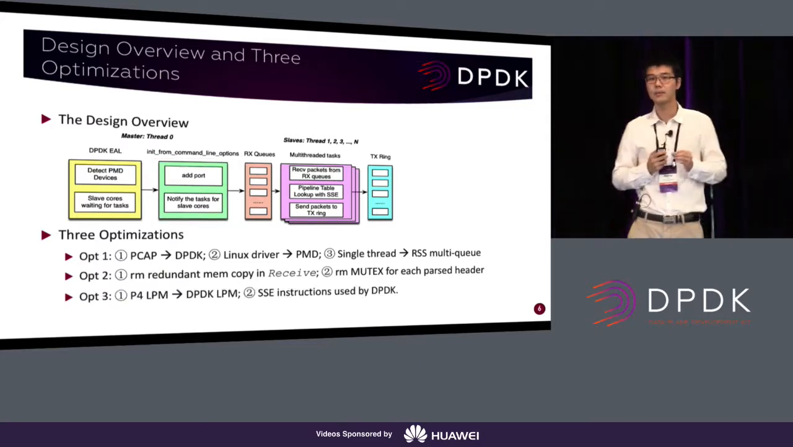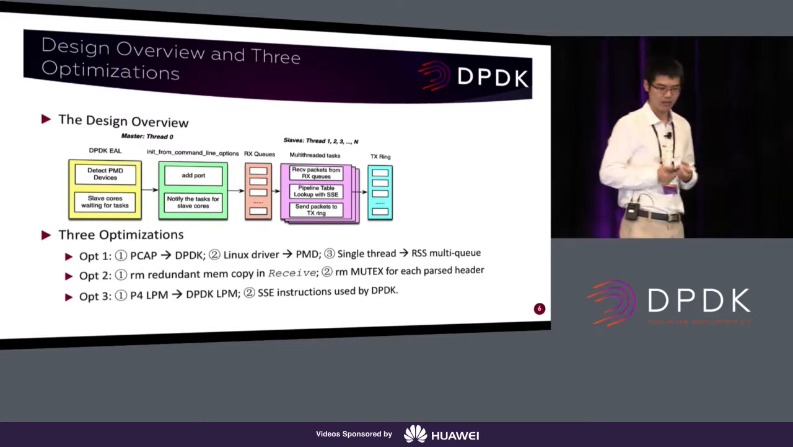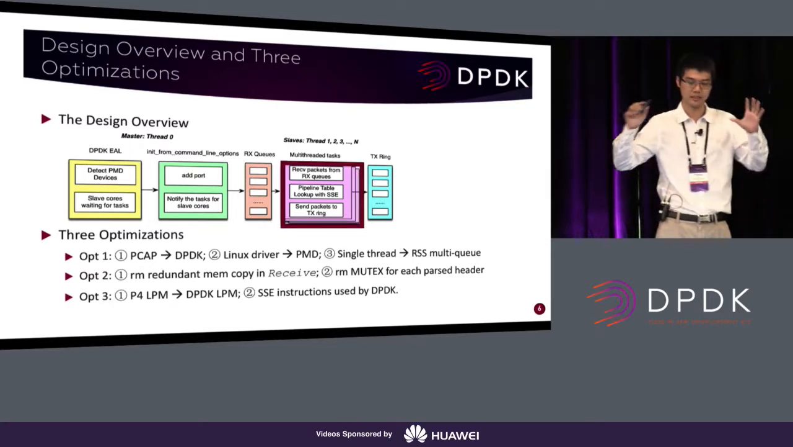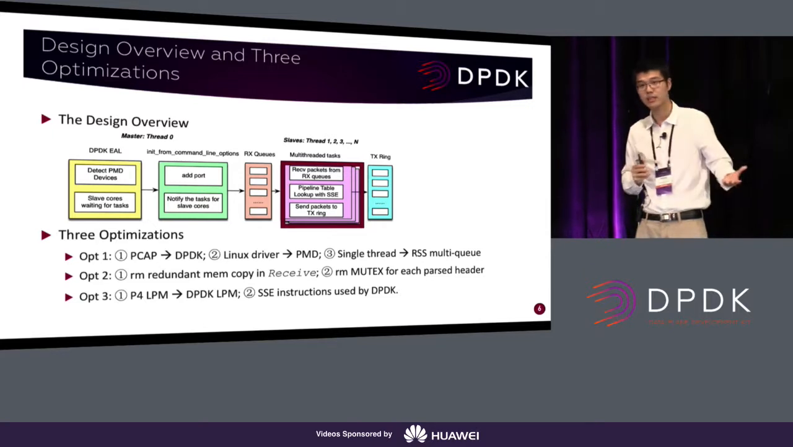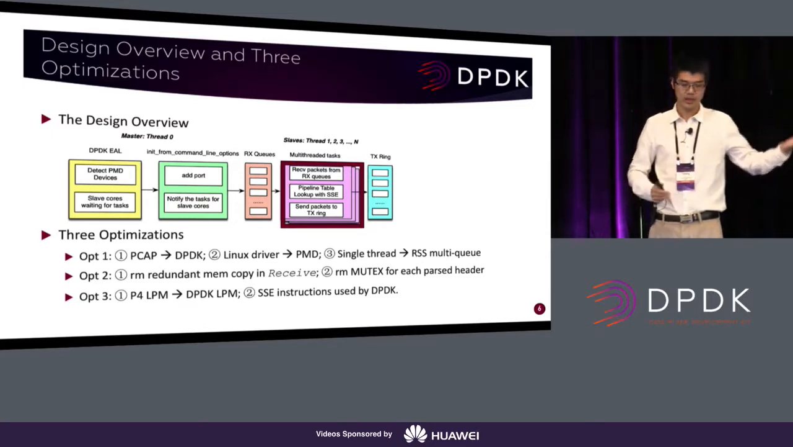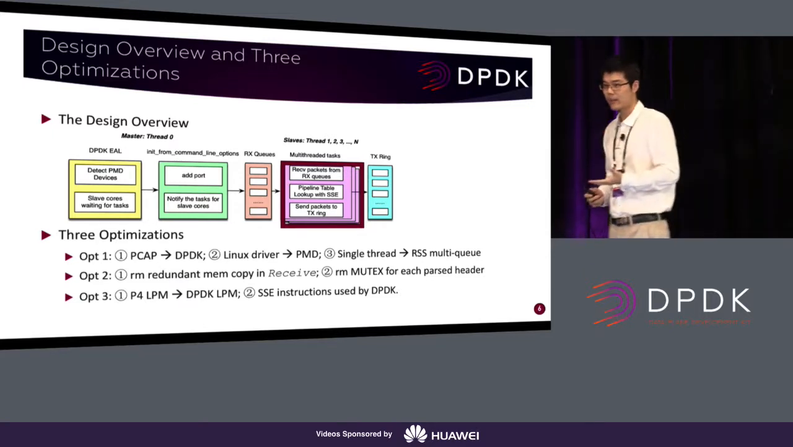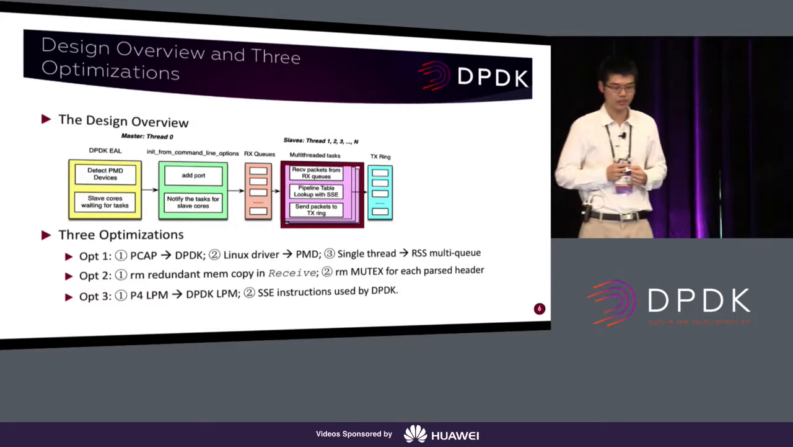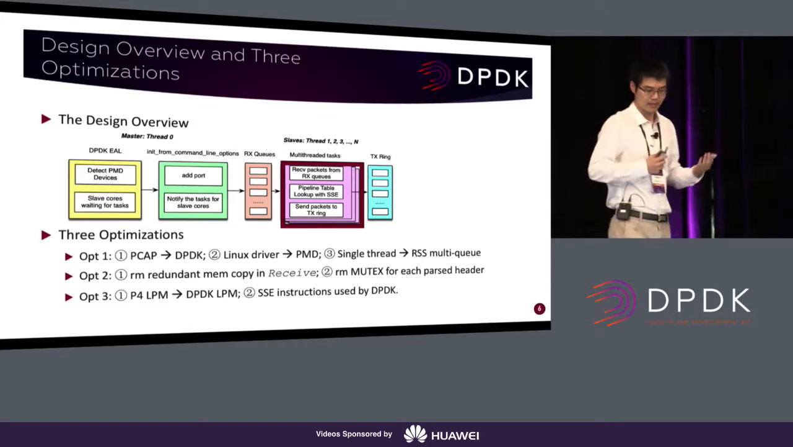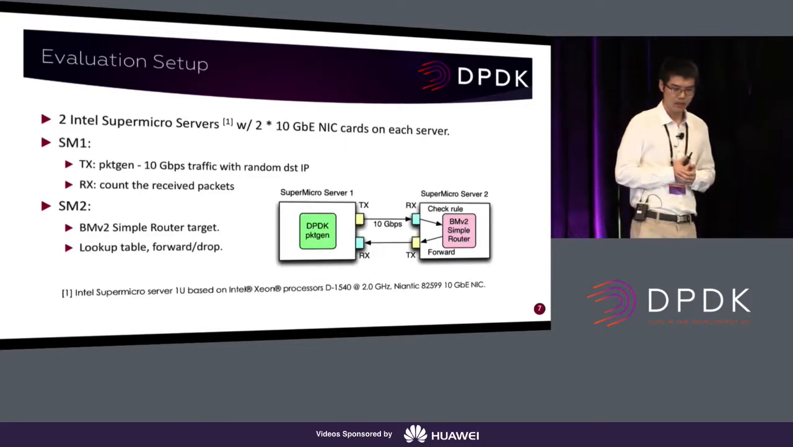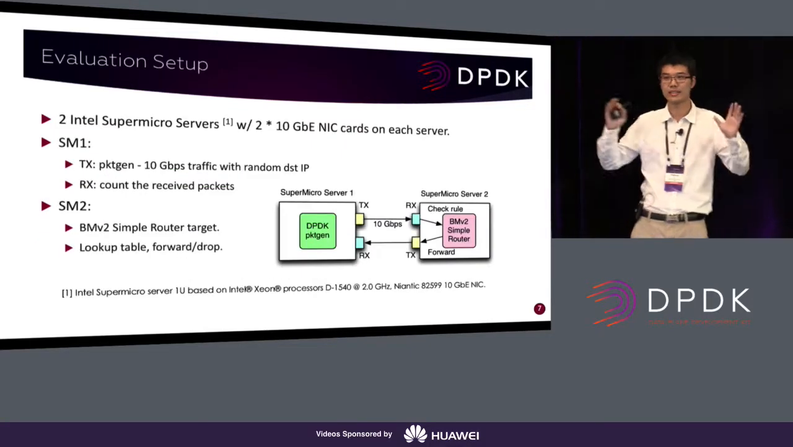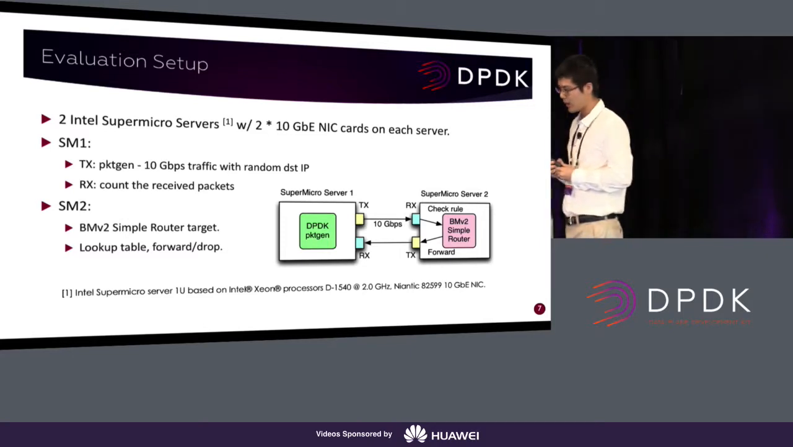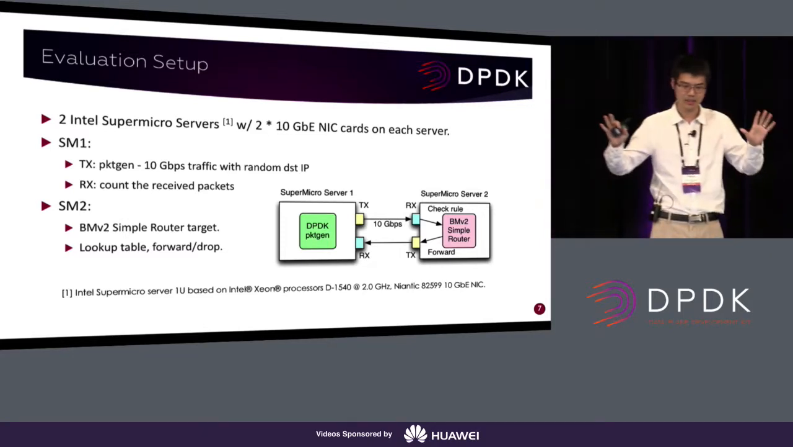And the third optimization we did is on this processing block. We changed the original P4 LPM into DPDK LPM, and we leverage those SSE parallel instructions that are used by DPDK. So to evaluate our design, we set up this test environment.